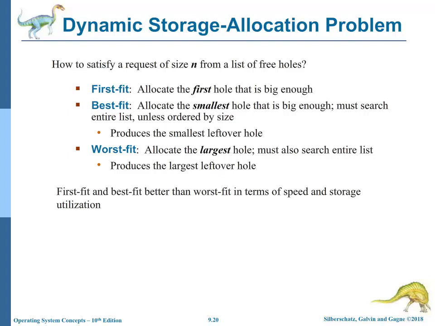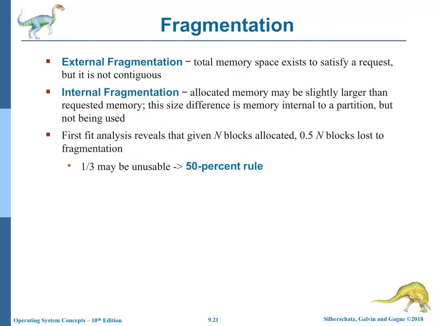Simulations have shown that both first fit and best fit are better than worst fit in terms of decreasing time and storage utilization. Neither first fit nor best fit is clearly better than the other in terms of storage utilization, but first fit is generally faster. All the memory allocation strategies suffer from external fragmentation, though first and best fits experience the problem more than worst fit.